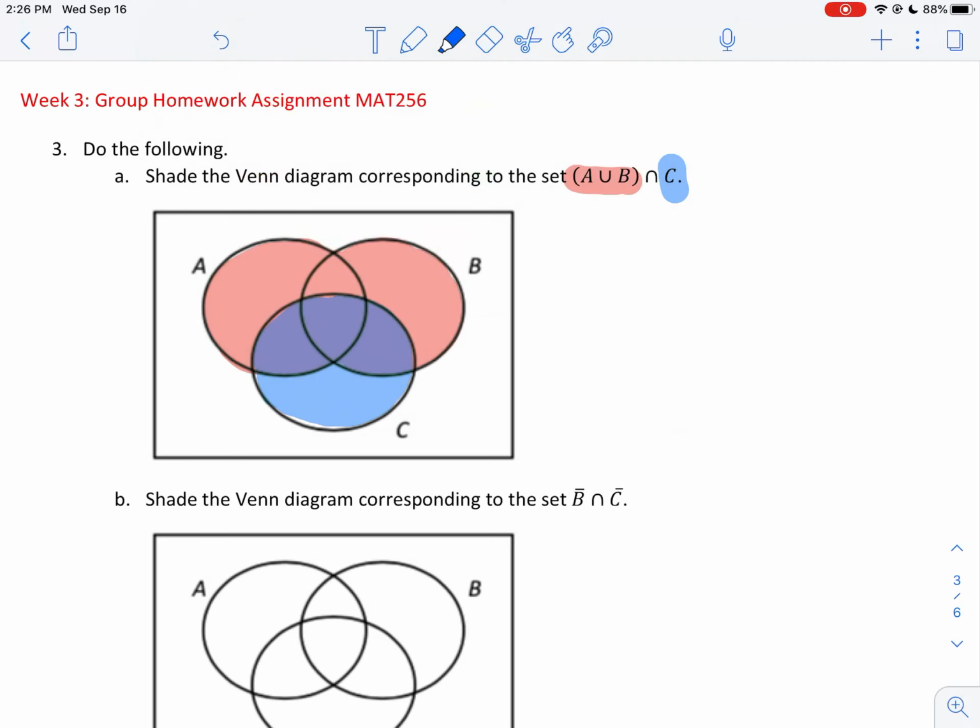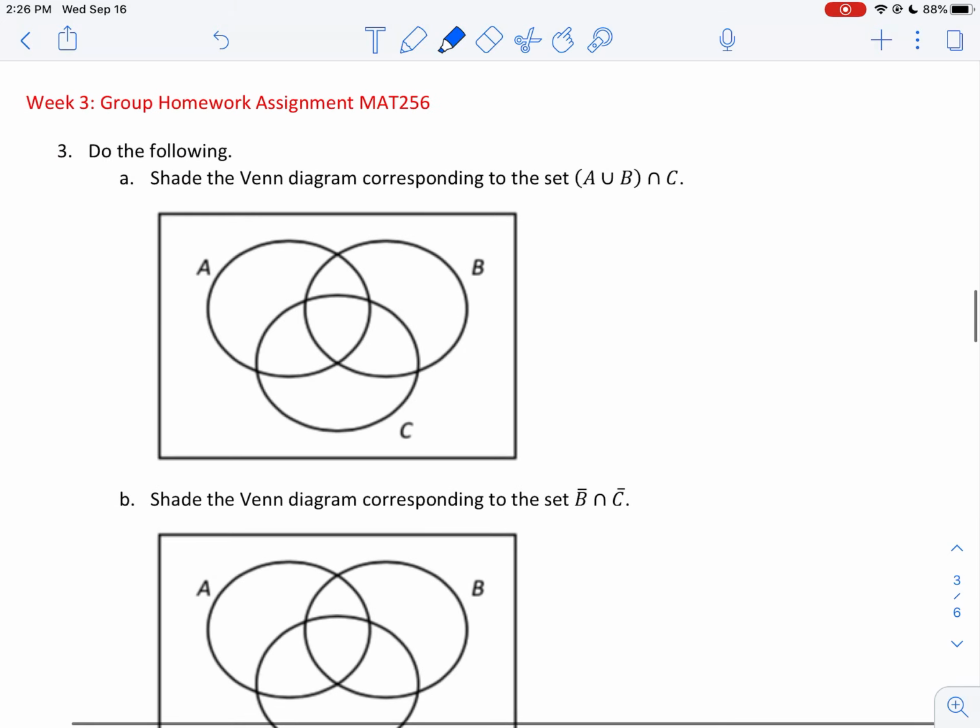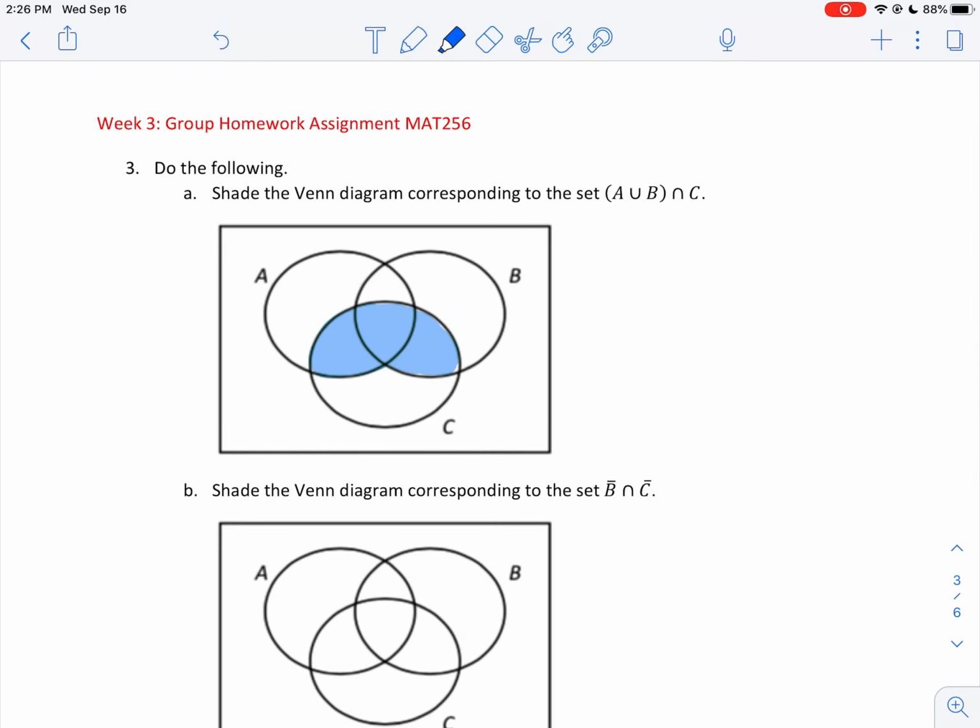So now that I've identified the purple stuff, let me go ahead and clear the colors. And what I did shade twice was anything that was in C, but also in A or B. So this would be a good final drawing: A union B intersected with C.